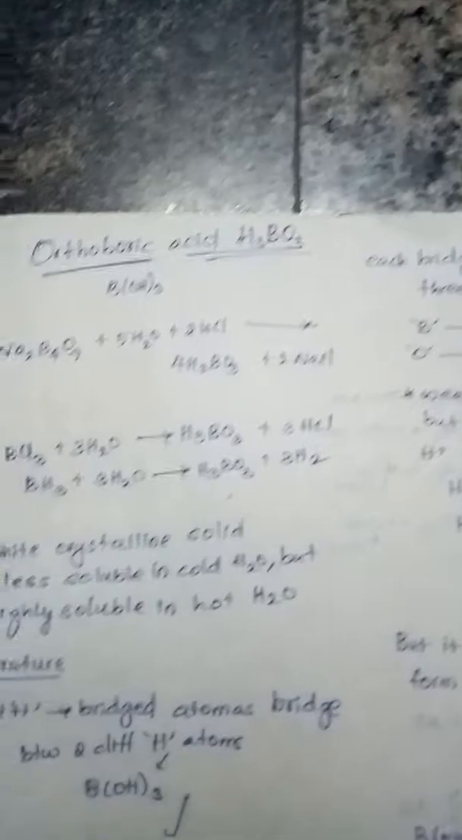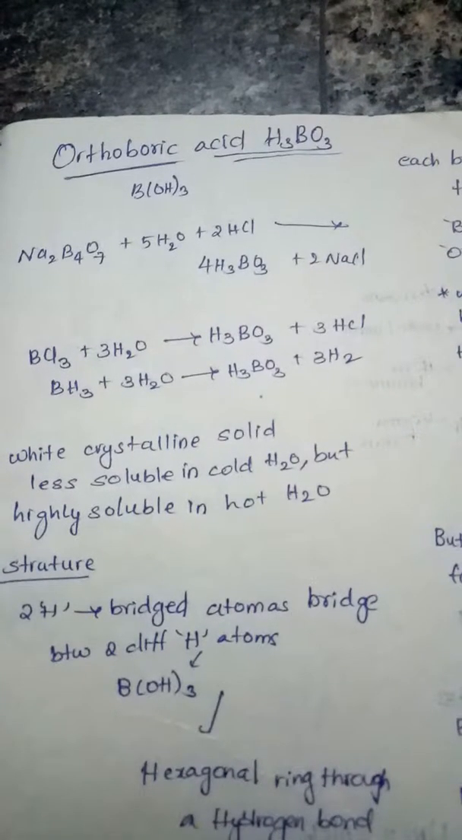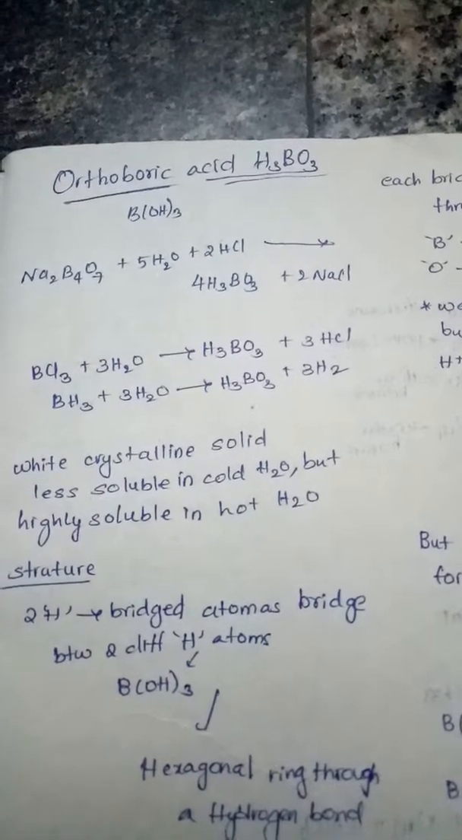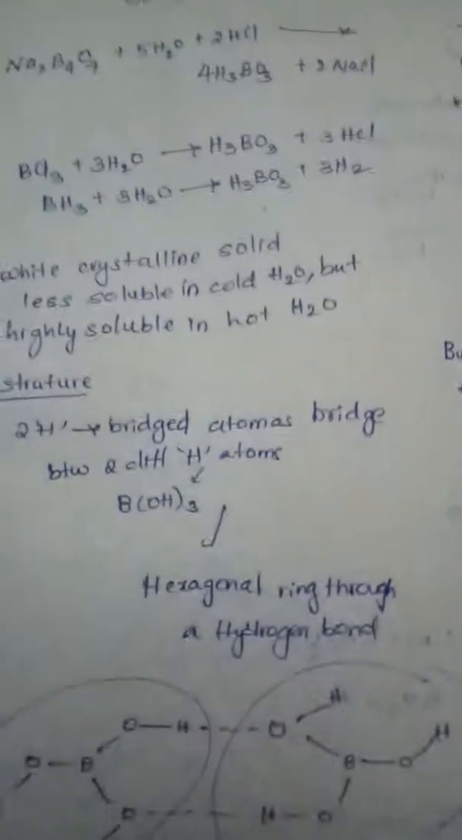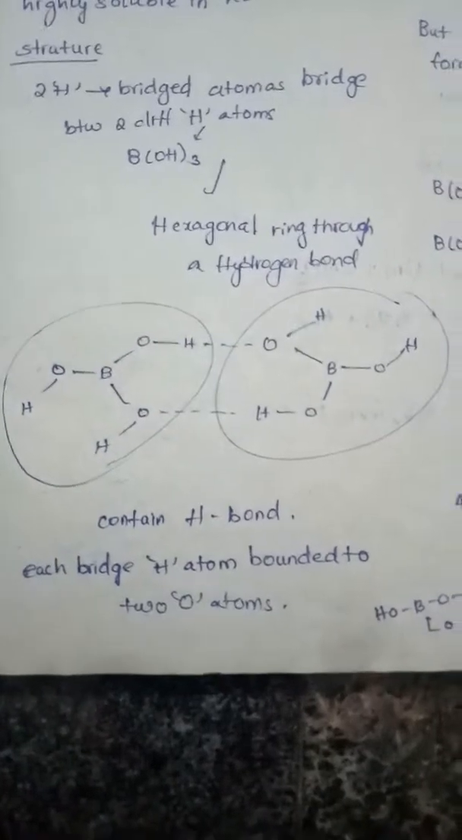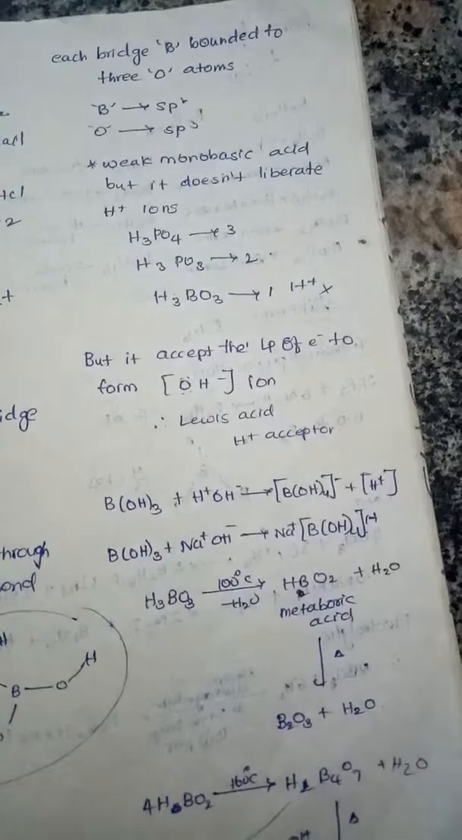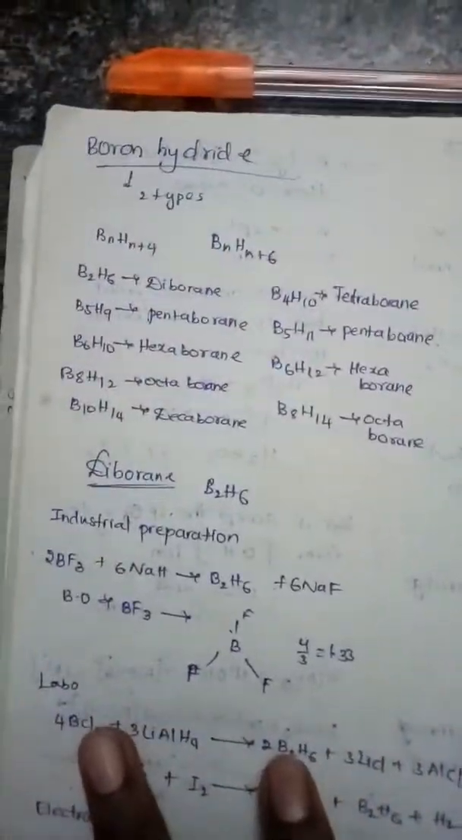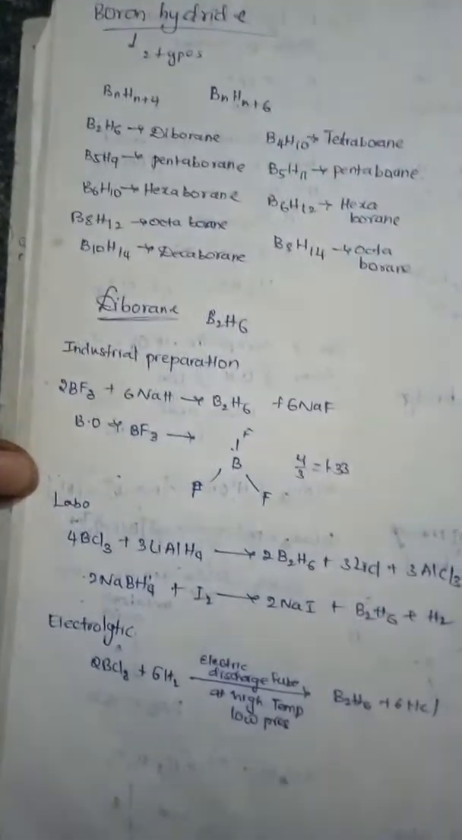And here we have orthoboric acid, H3BO3. When borax is heated with 5 moles of water and 2 moles of HCl, it forms orthoboric acid plus 2 moles of NaCl, and this is the crystalline form. And here we have anhydrides and their structures, diborane.